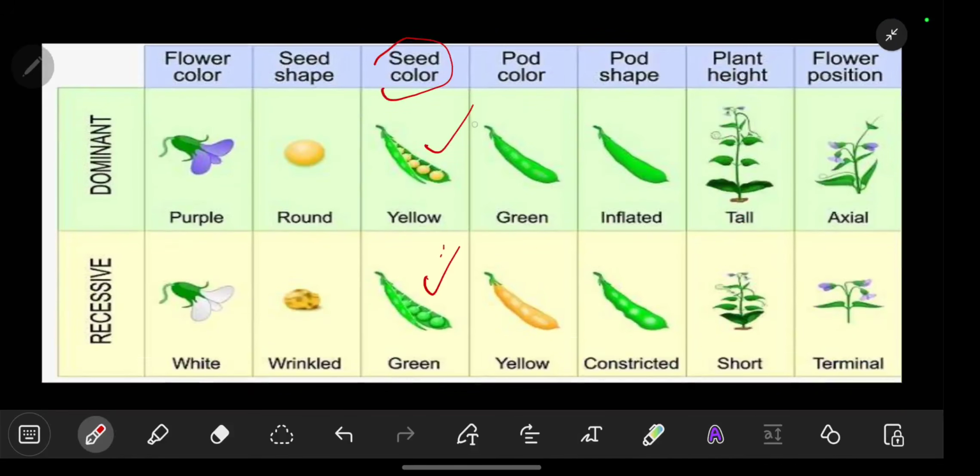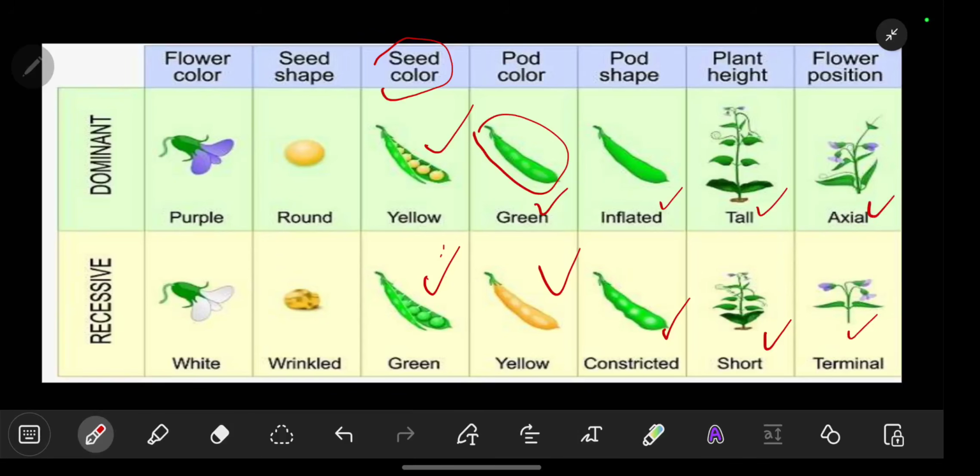The color of the pod, which is the outer covering, the green one is dominant, so it always shows if they are there. Then we have the inflated, we have the constricted, like that. So we have the height, tall, we have short. Then we have the axial, we have the terminal.